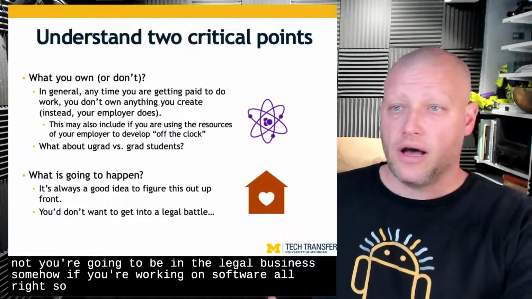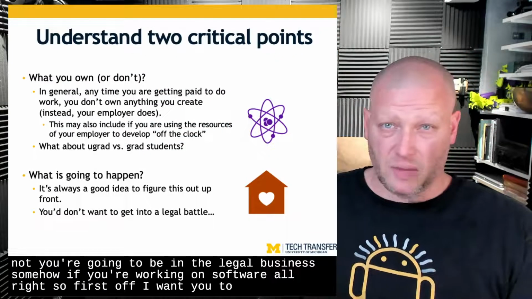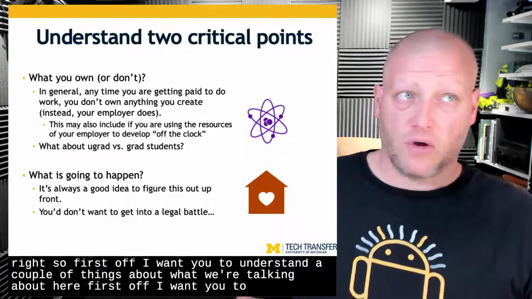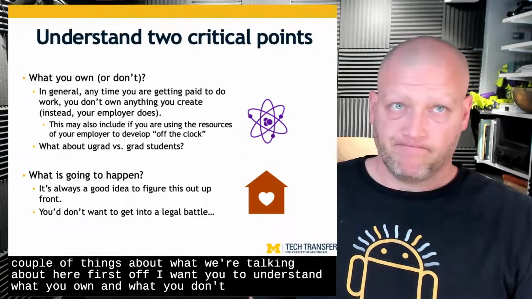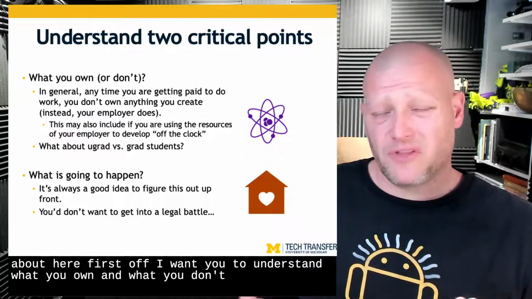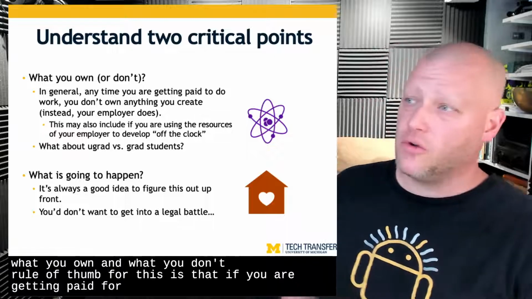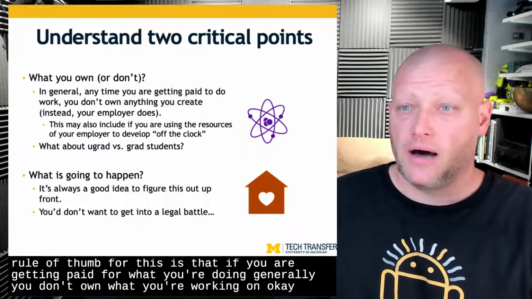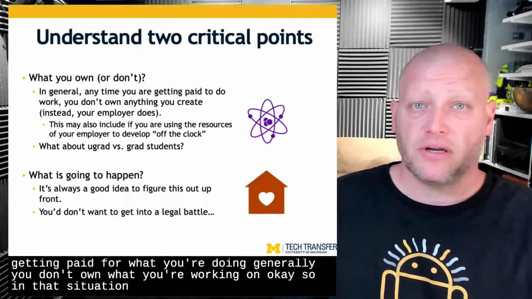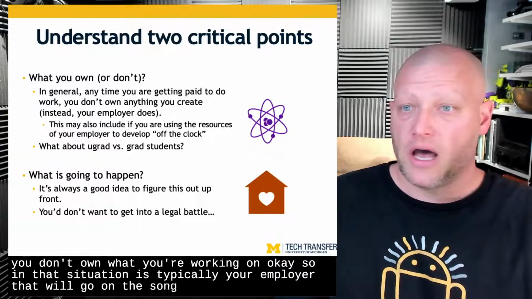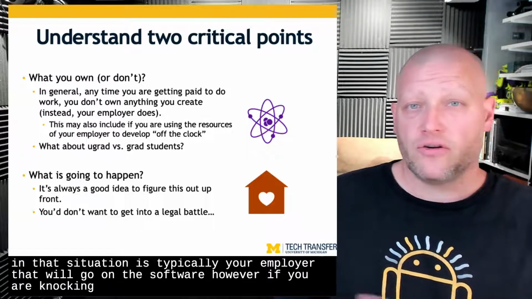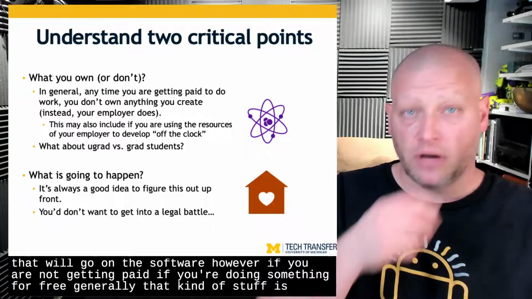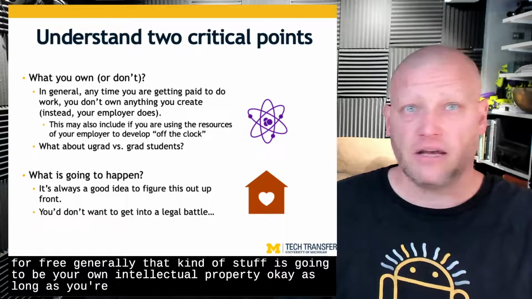All right, so first off, I want you to understand a couple of things about what we're talking about here. First off, I want you to understand what you own and what you don't. The basic rule of thumb is that if you are getting paid for what you're doing, generally you don't own what you're working on. Okay. So in that situation, it's typically your employer that will own the software. However, if you are not getting paid, if you're doing something for free, generally that kind of stuff is going to be your own intellectual property. Okay, as long as you're not violating other legal agreements.